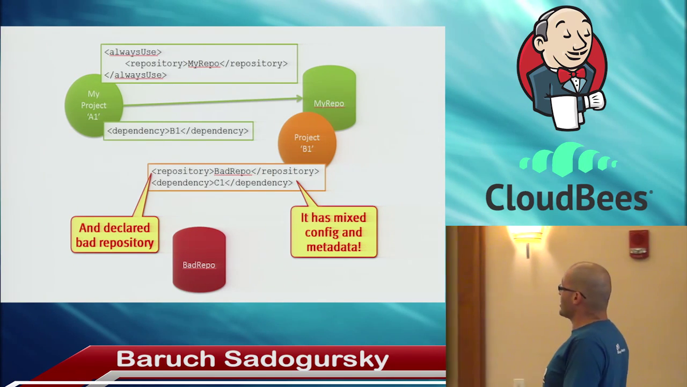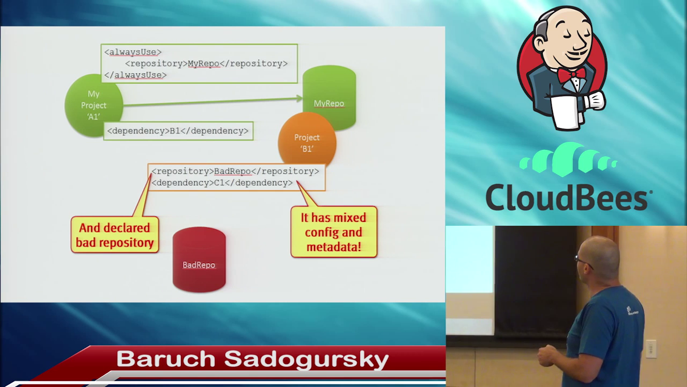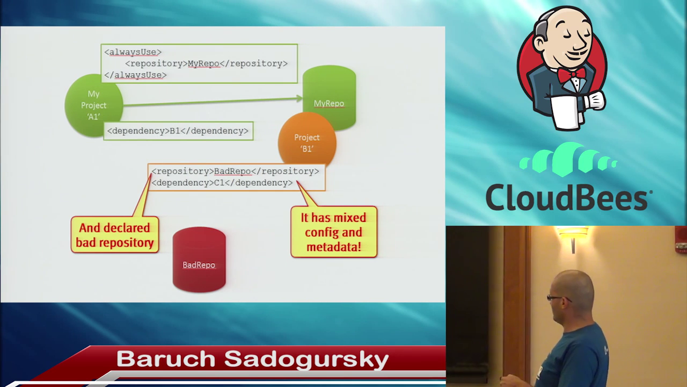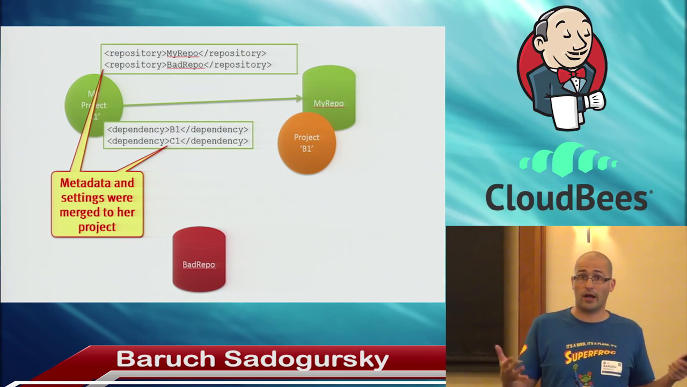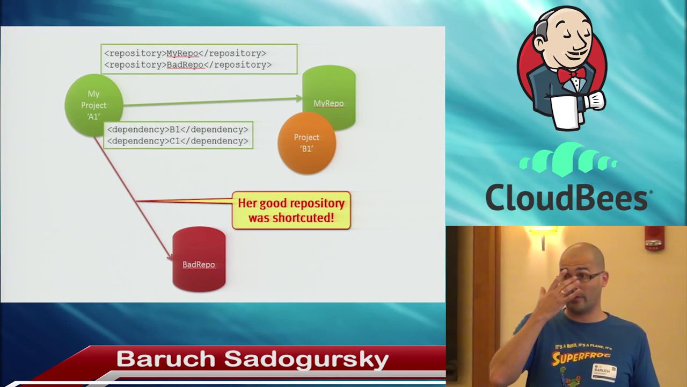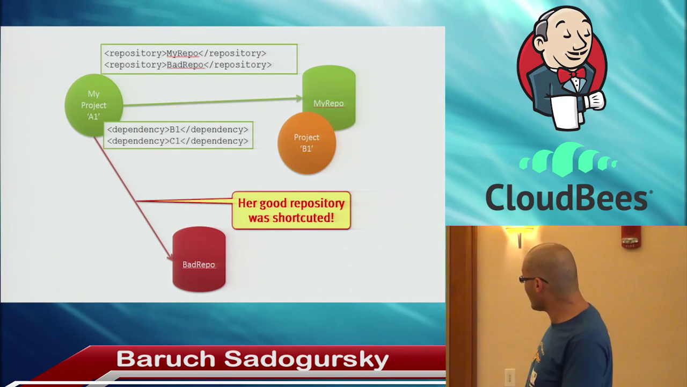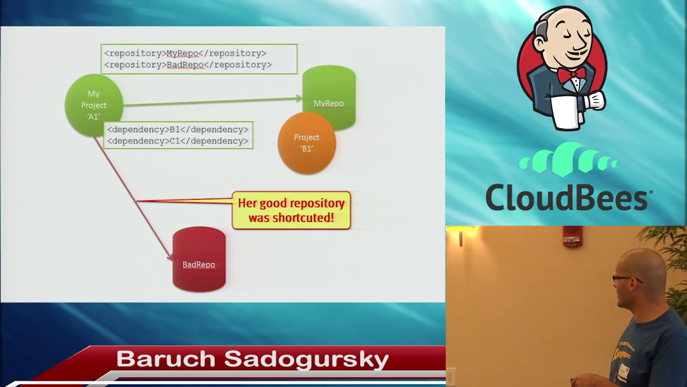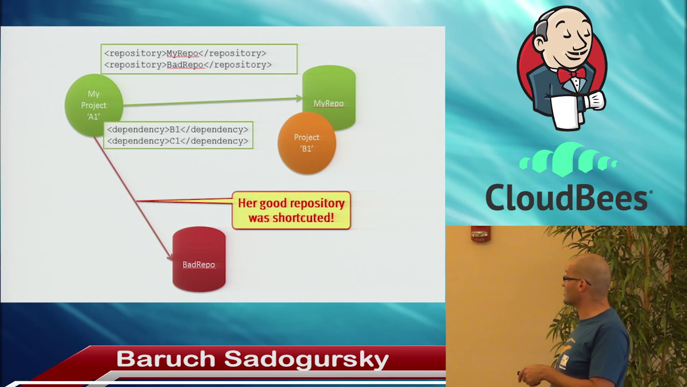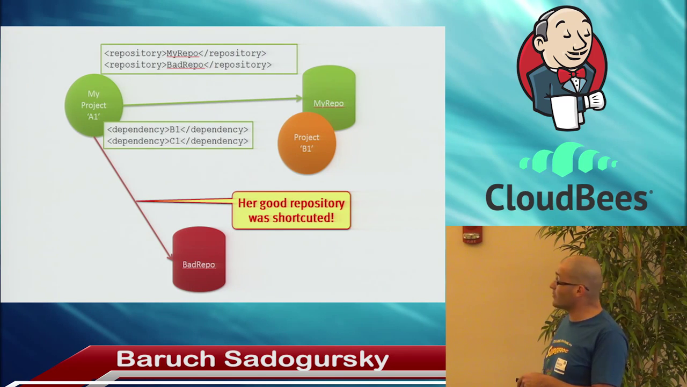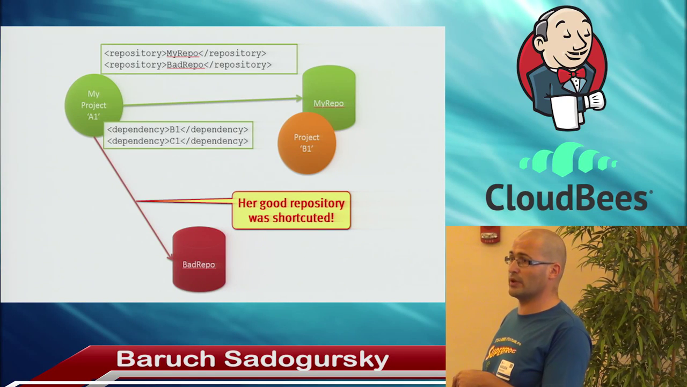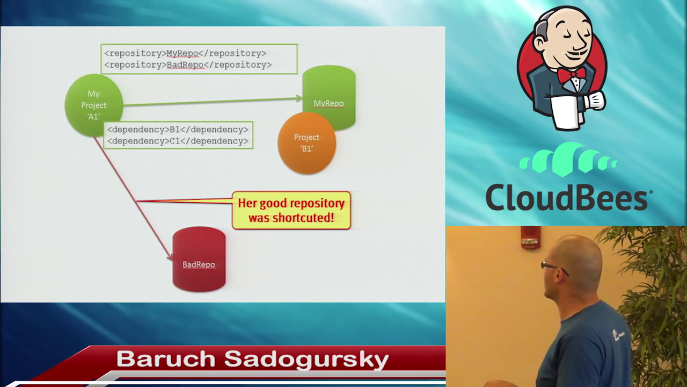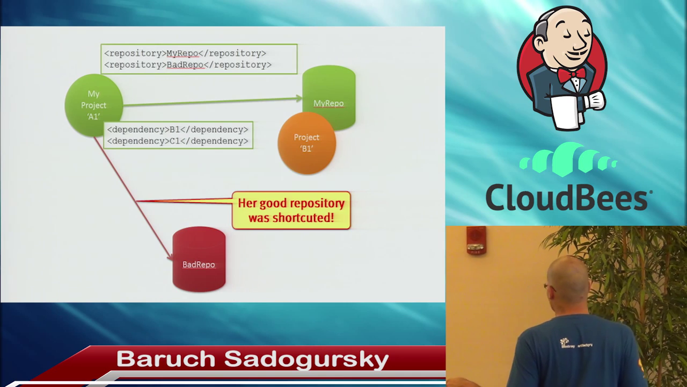Some user has a project, my project A, and she tried to declare where the artifacts come from inside their environment. It could be in XML, in Java, JSON, whatever. And then there is a dependency of B1, it comes from the good repository, the one that we just declared, and everything looks good.